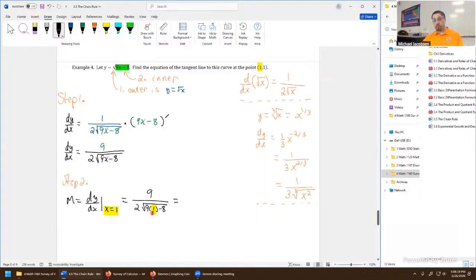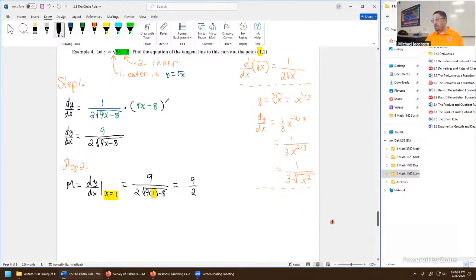In our denominator here with the root, that's just square root 9 minus 8, which is square root of 1. So it's just a glorified 2 times 1 in that denominator. We have now slope 9/2. And then we're essentially done. We just need to build the actual equation. That takes us to step 3.